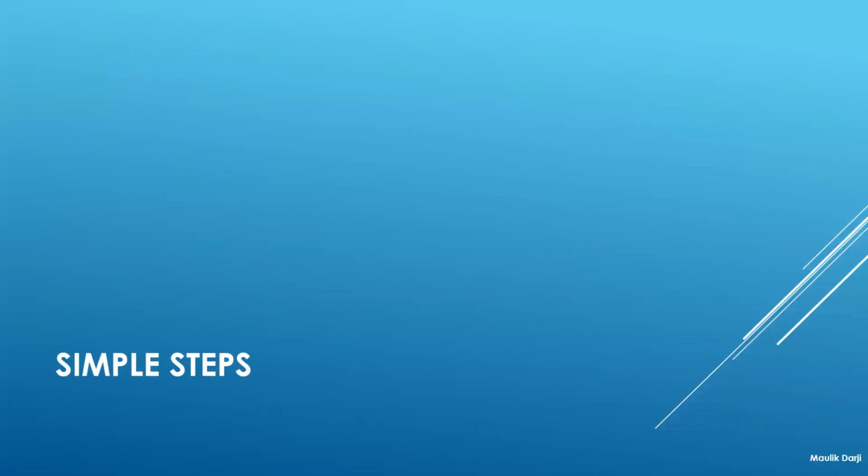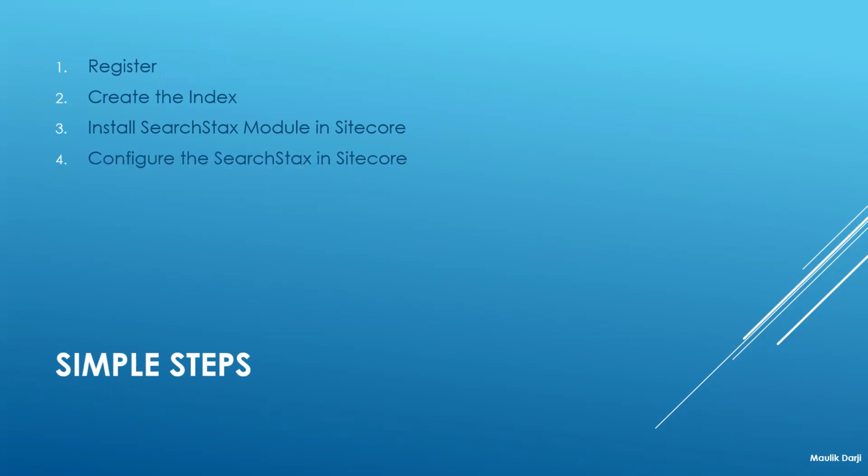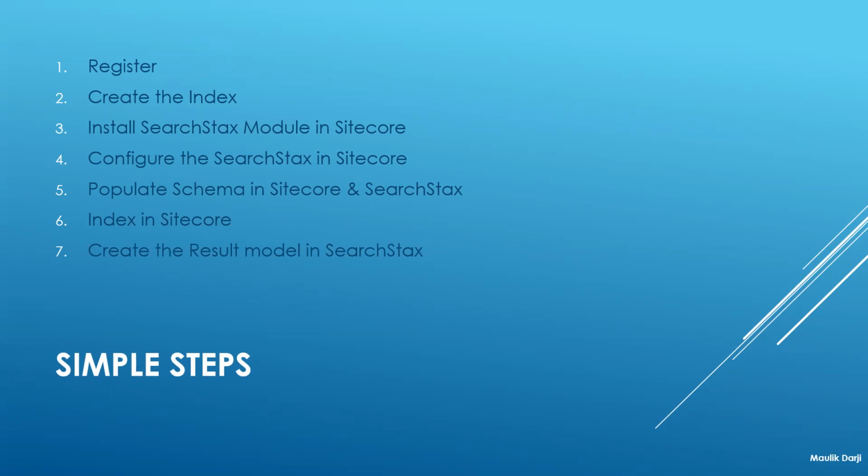So I'll just say that again. It's very simple, few steps. Register, create the index, install the SearchStax module in Sitecore, configure SearchStax in Sitecore, populate schema in Sitecore and SearchStax, index in Sitecore, create the result model in SearchStax. Yeah, we have to jump from Sitecore to SearchStax a few times. But by this time, I think if you know, you would be able to completely do the setup. It does not take more than 25 to 30 minutes.